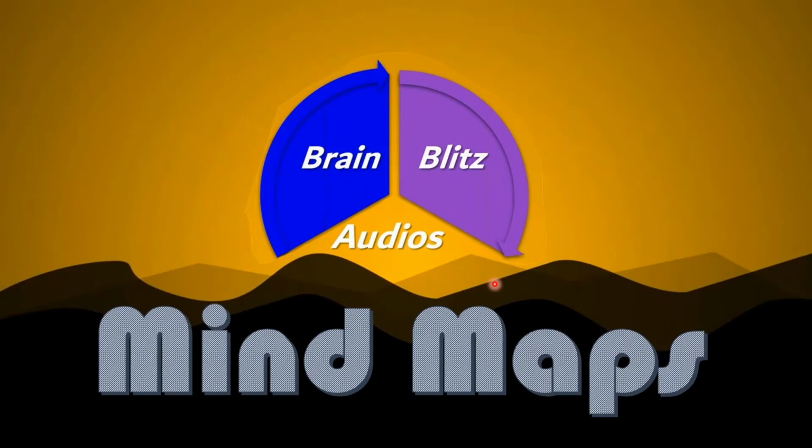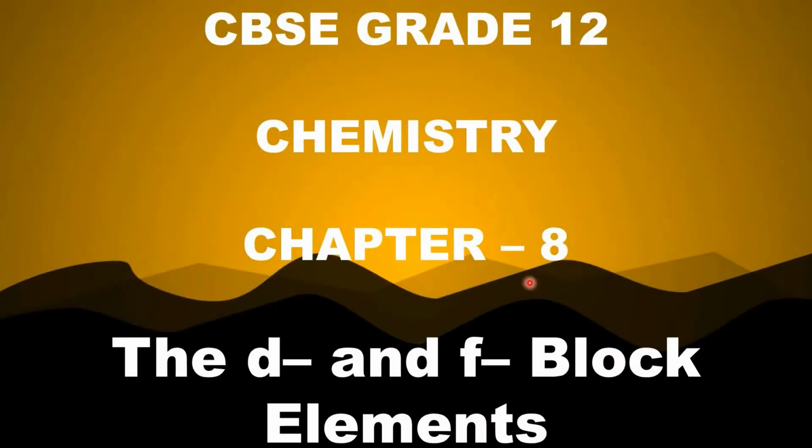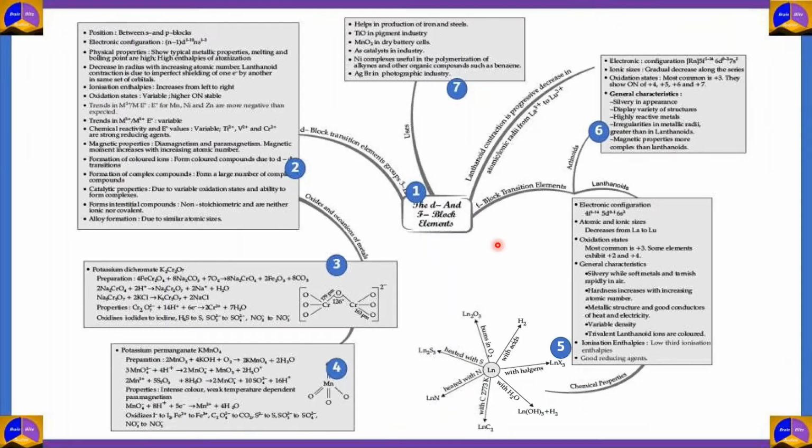Today, in this episode of Mind Maps, we'll be dealing with the 8th chapter in the grade 12 syllabus for chemistry in CBSE. The name of this chapter is the D and F block elements. And as usual, we'll be enlisting the help of this mind map in order to explain the chapter. Mind maps are easy tools for last-minute preparations. However, they can be pretty extensive, and therefore this video is devoted to explaining this mind map in some detail.